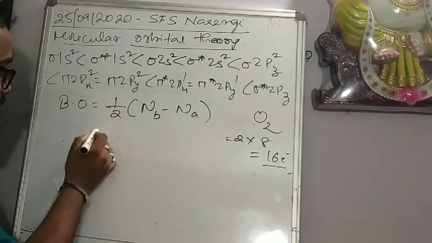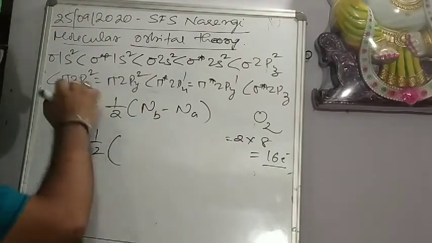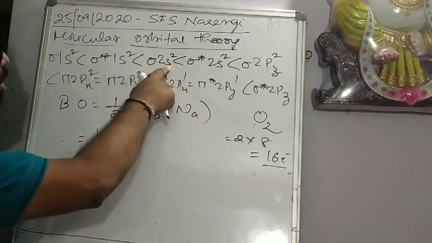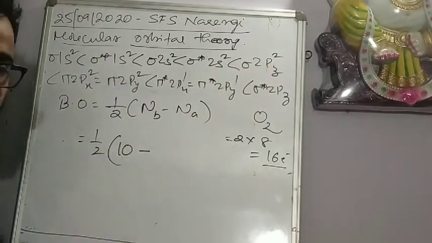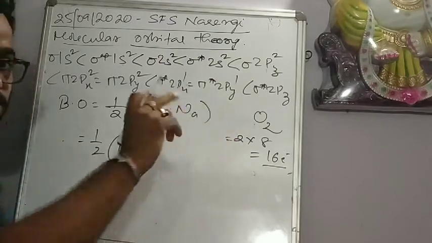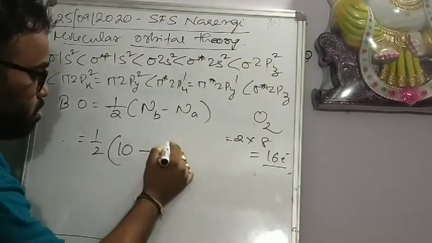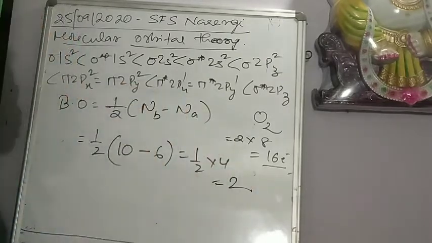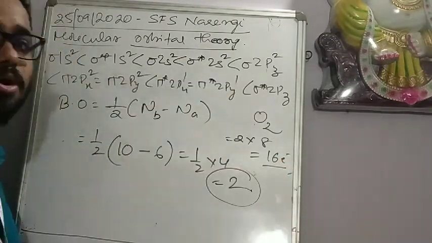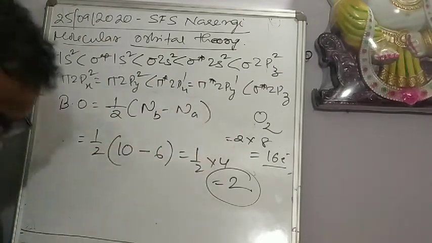Understood? So half into number of electrons in bonding, without star: 2, 3, 4, 5, 6, 7, 8, 9, 10. Number of electrons in anti-bonding, star: 2, 3, 4, 5, 6. Half into 4, that is 2. So the bond order of O2 is 2. That's why oxygen has a double bond. This is the proof.